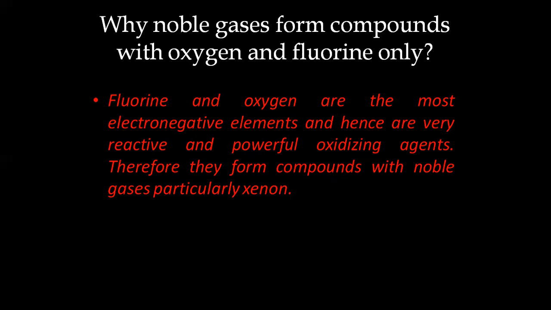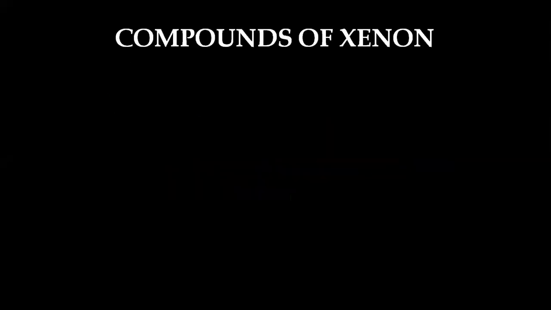Now, after understanding that xenon does react and form chemical compounds, the next question is, what are the compounds of xenon? As we have just studied, xenon reacts with fluorine and oxygen. So it usually forms two kinds of compounds, that is oxides and fluorides. But we have another kind of xenon compound also, that is xenon oxyfluorides.